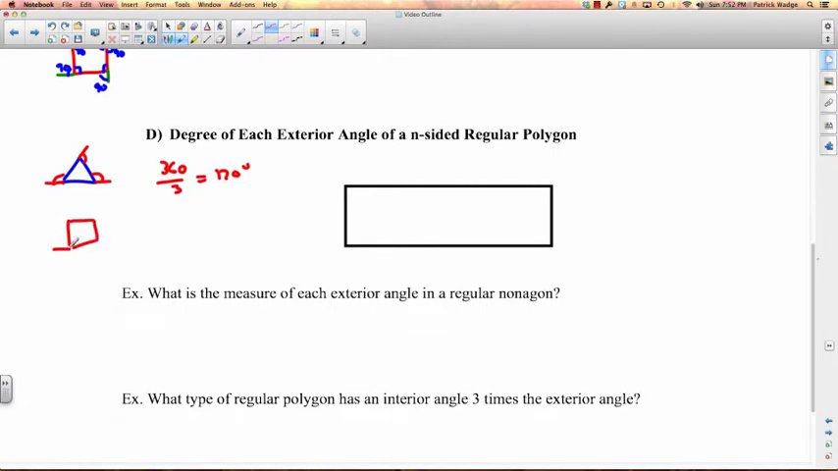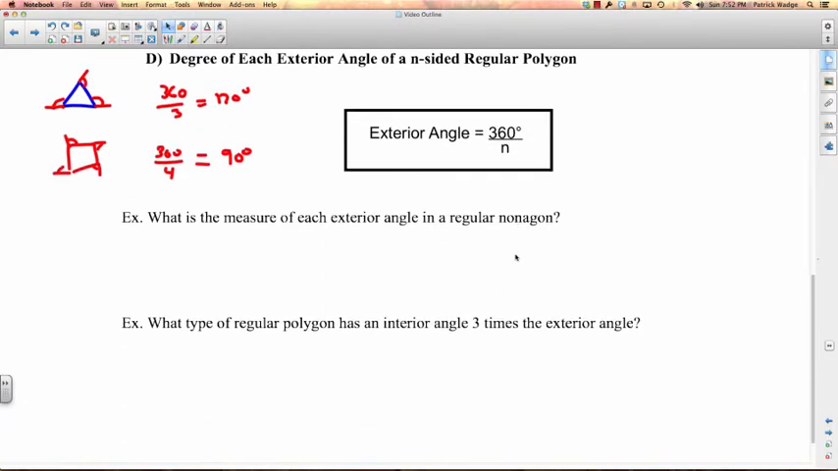Well, with a square, we know again that all the exterior angles here, here, here, here, they all add to 360 again, but this time you're dividing by 4, because there's 4 exterior angles. So it'd be 90 degrees. So in other words, what you're doing every time is just taking 360 and dividing by n, just dividing by how many sides there are. So the formula is going to be 360 divided by n.